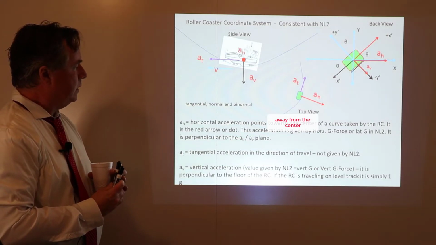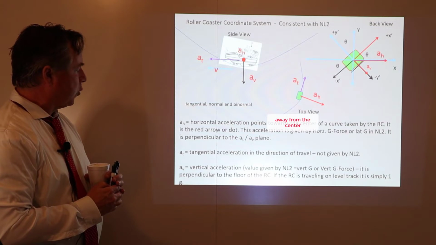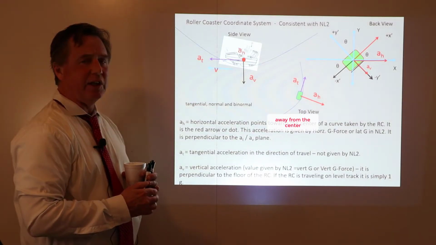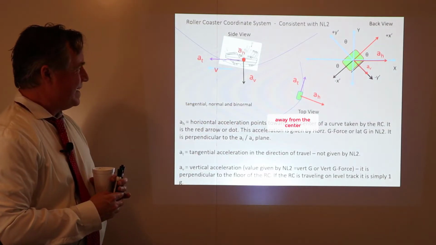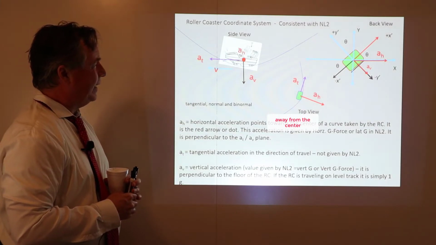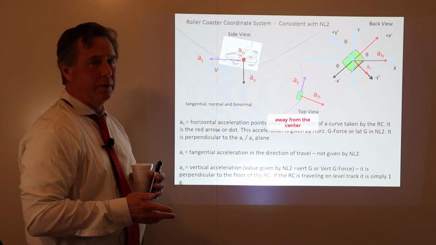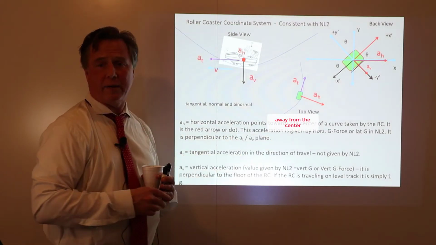So why do I choose to use the terms horizontal, vertical, and tangential when most engineering dynamics books use tangential, normal, and binormal? Well, I think it's more intuitive for one, and also it's the directions that NoLimits2 uses and provides data in as the coaster is moving through the tracks.